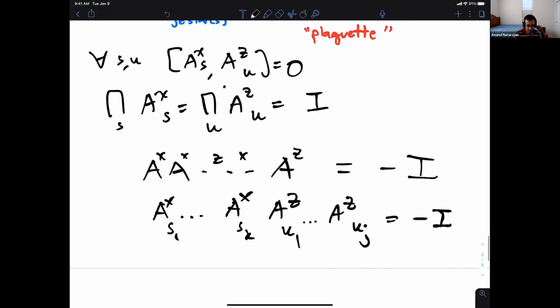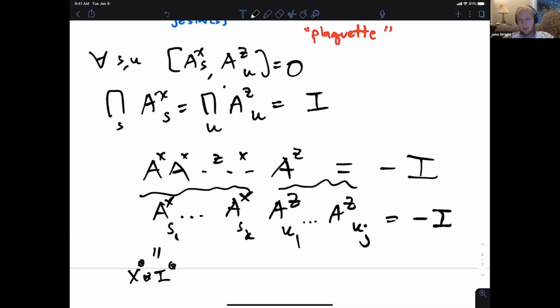Every A_X is a tensor product of some number of X's with some number of I's. If I take this big product, on every position I can only get either X or identity. I can never get minus, I can never get anything else. And if I look at the big product of the Z's, on every qubit I always end up with either Z or identity, nothing else. You can never have X times Z equaling minus identity. You'll get either Y, X, or Z, or identity.